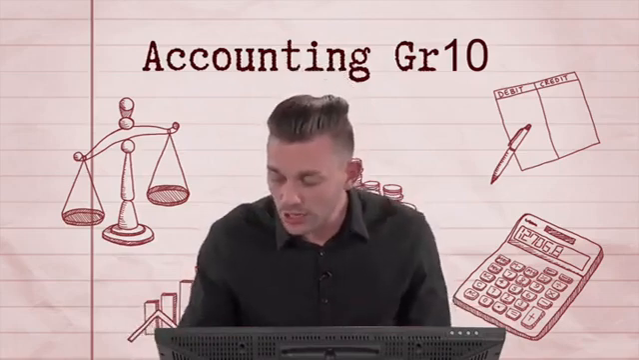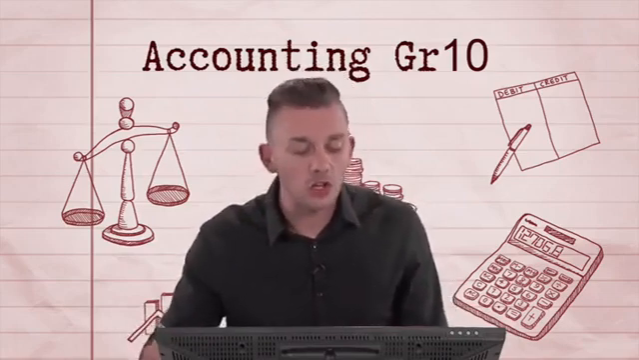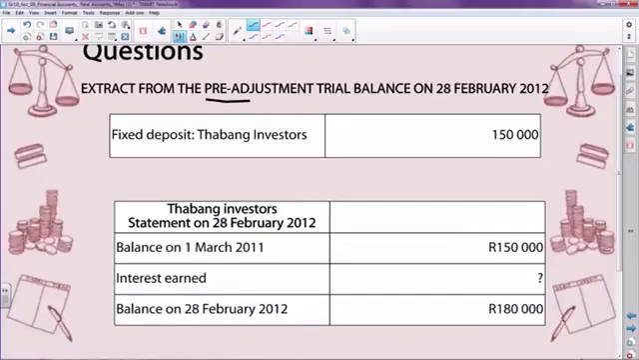Let's continue to the next one. I'm giving you an extract from the pre-adjustment trial balance on the 28th of February 2012. Now again, what's the beginning of the year? The next day is the 1st of March. But what is the previous year? 2011. And that will give you your 12 months.